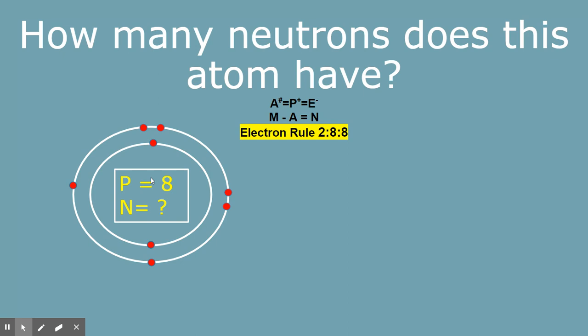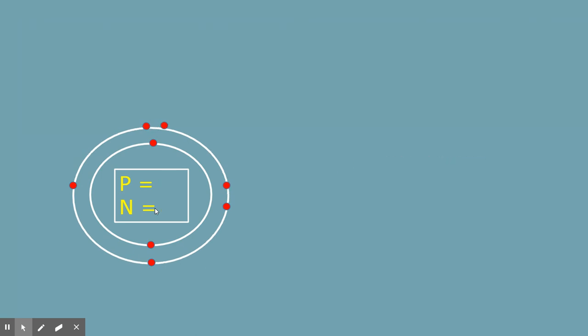So if you go on the periodic table and find the element that has 8 protons, which is oxygen, and you look at the mass of oxygen, it is 15.99, which we would round to 16. And so if the total mass of the atom here is 16, then the number of neutrons has to be 8.